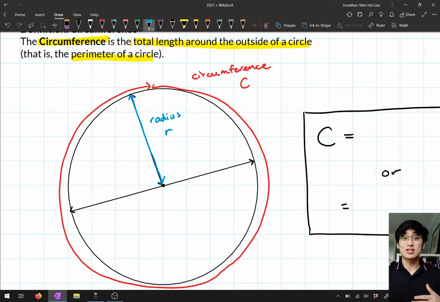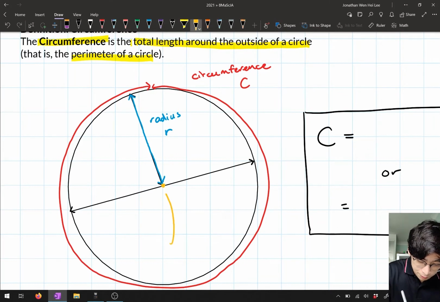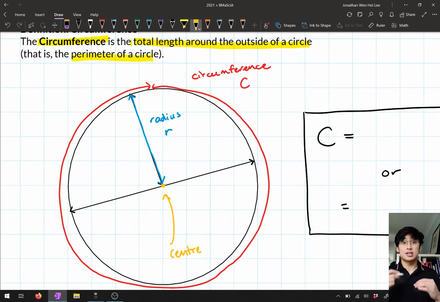So the radius is just the length from the center of the circle, so the center is over here, let me just draw it in a yellow dot, this is the center of my circle, to the edge. Center to the edge is my radius.